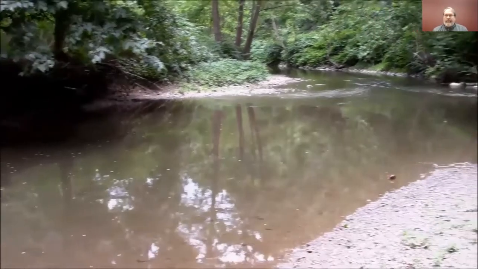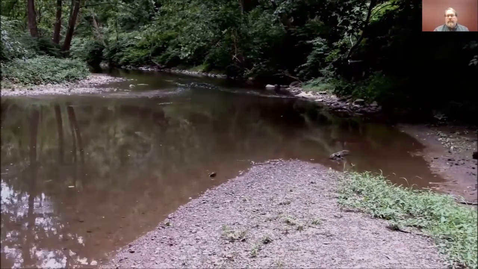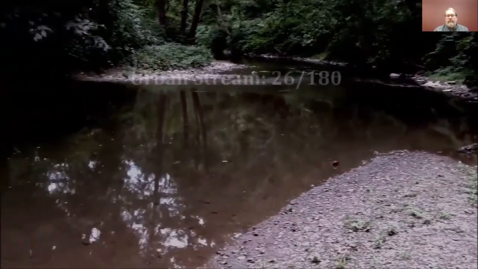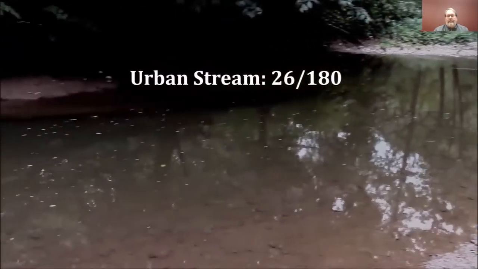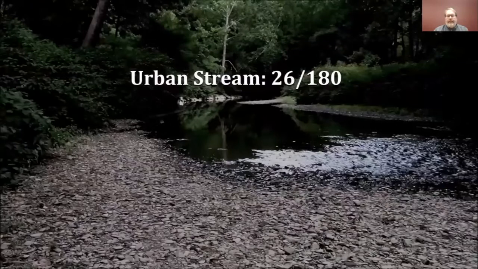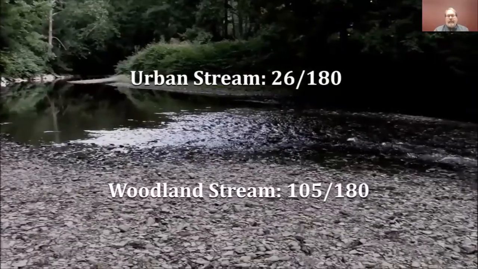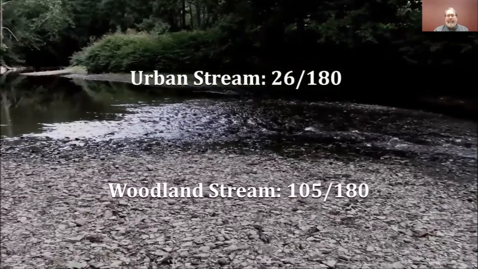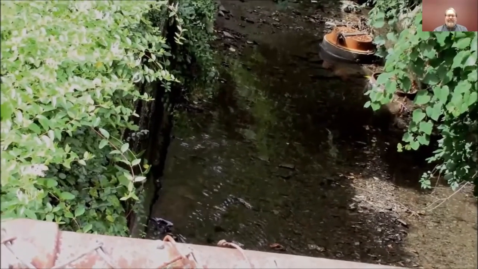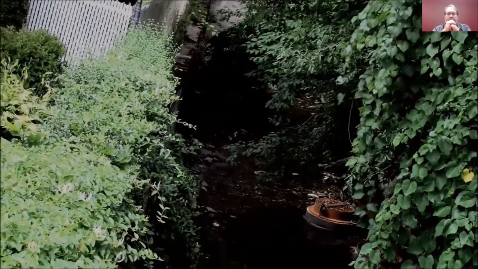Alright, now let's add up the scores for both streams. For the urban stream, we have a score of 26 out of a possible 180 points. Ouch, this stream is not a very suitable habitat. In contrast, the woodland stream has a score of 105 out of 180, which by no means is an ideal stream, but unsurprisingly, it's better off than its urban counterpart. The next time you are at a local stream, think about some of the criteria in the habitat assessment form and ask yourself, can aquatic life survive here?